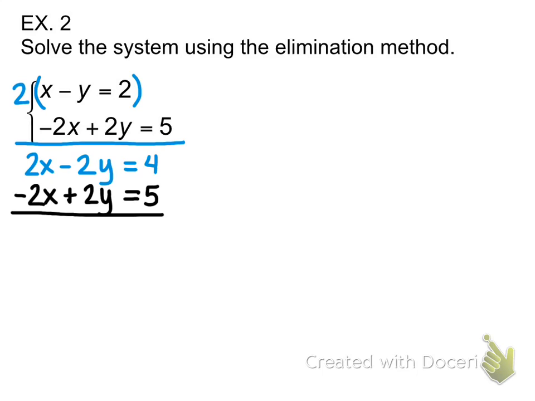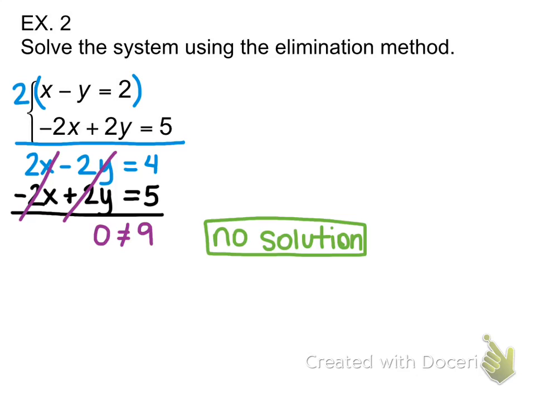And now I'm going to add these two together. You notice that the x's are going to cancel and the y's are going to cancel. So that's going to leave me with 0 equals 9. And we know that 0 does not equal 9. So when you get a number equals a different number, that means there is no solution to the system. That would mean that these lines are parallel to each other and they never intersect.